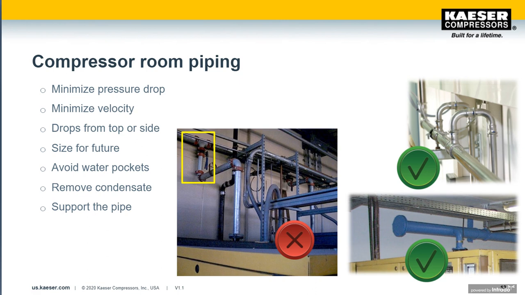If your velocity is too high, taking your drops from the side or the top isn't going to matter because the water is going to find its way to the lowest point anyway. Lastly, support the pipe. There are very significant forces every time a compressor loads or demand surges at the point of use. If the pipe isn't supported properly, you can have significant movement of that pipe, which can result in catastrophic failure. So make sure your pipe is supported properly.